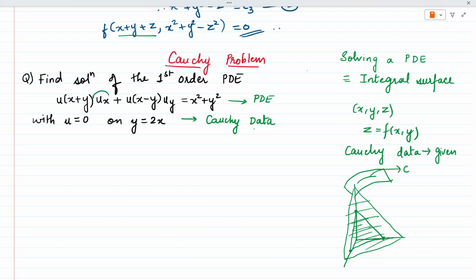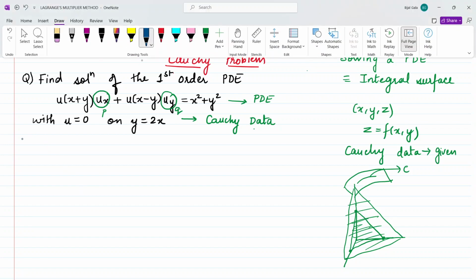Over here, this ux is nothing but your small p. Your uy is nothing but your small q. Understand the question is working on the alphabet u instead of alphabet z. In previous questions we were working on alphabet z, this time we are working on alphabet u. Okay? So I hope there is nothing confusing.